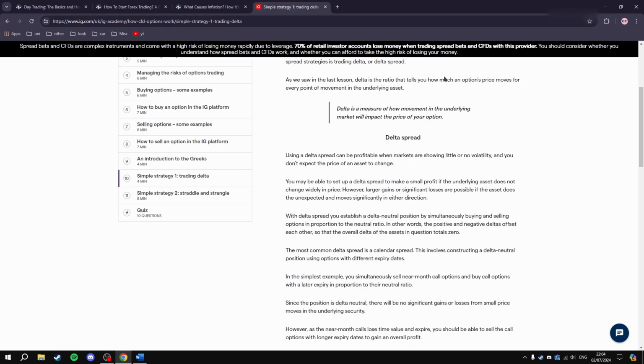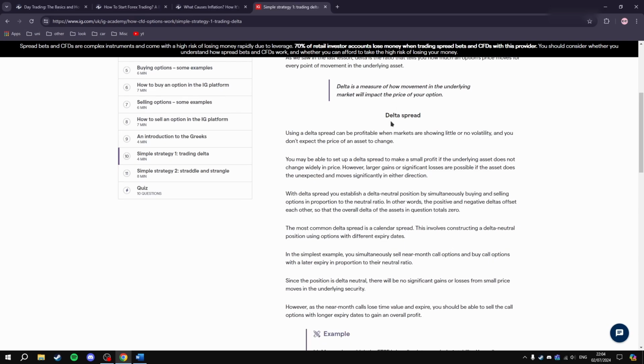As we saw in the last lesson, delta is a ratio that tells you how much an option's price moves for every point of movement in the underlying asset. Delta is a measure of how movement in the underlying market will impact the price of the option.